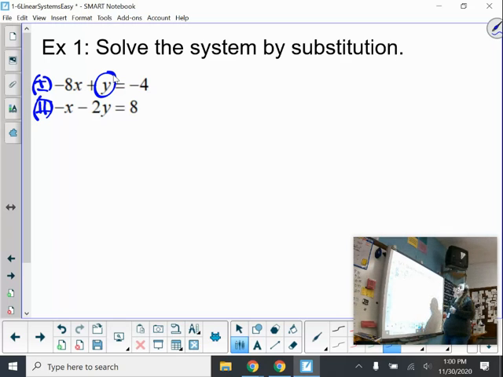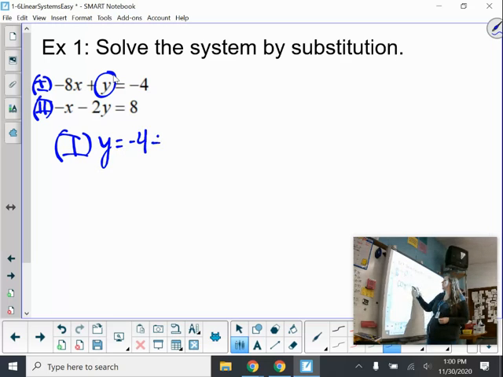You could also use the x in the bottom equation, but you would have to divide by the negative to get the x by itself. So the first step is find your variable that has that coefficient of 1 and isolate it. So you want to move everything away from it. So in equation number 1, I'm going to be getting the y by itself, which means I'm going to be adding the 8x to both sides. So I have y equals -4 plus 8x.